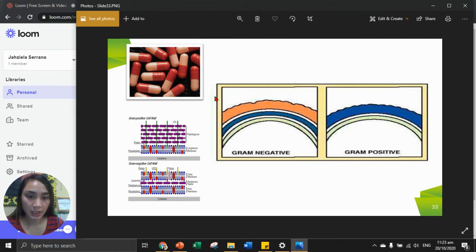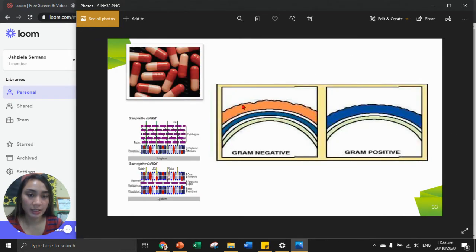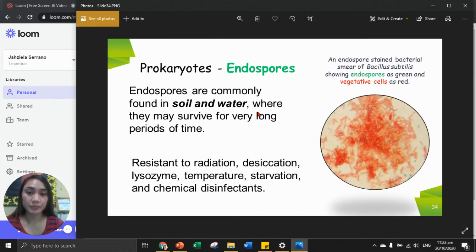So again, if we look here, gram-negative, meron siyang outer membrane, no? If we look here, merong outer membrane. Ito yung outer membrane ng gram-negative, peptidoglycan, and other layers. Dito naman sa gram-positive, yung peptidoglycan, which is represented by blue, is makapal. So it is significant for sa drugs nga, like sa gamot, no? Mga gamot.